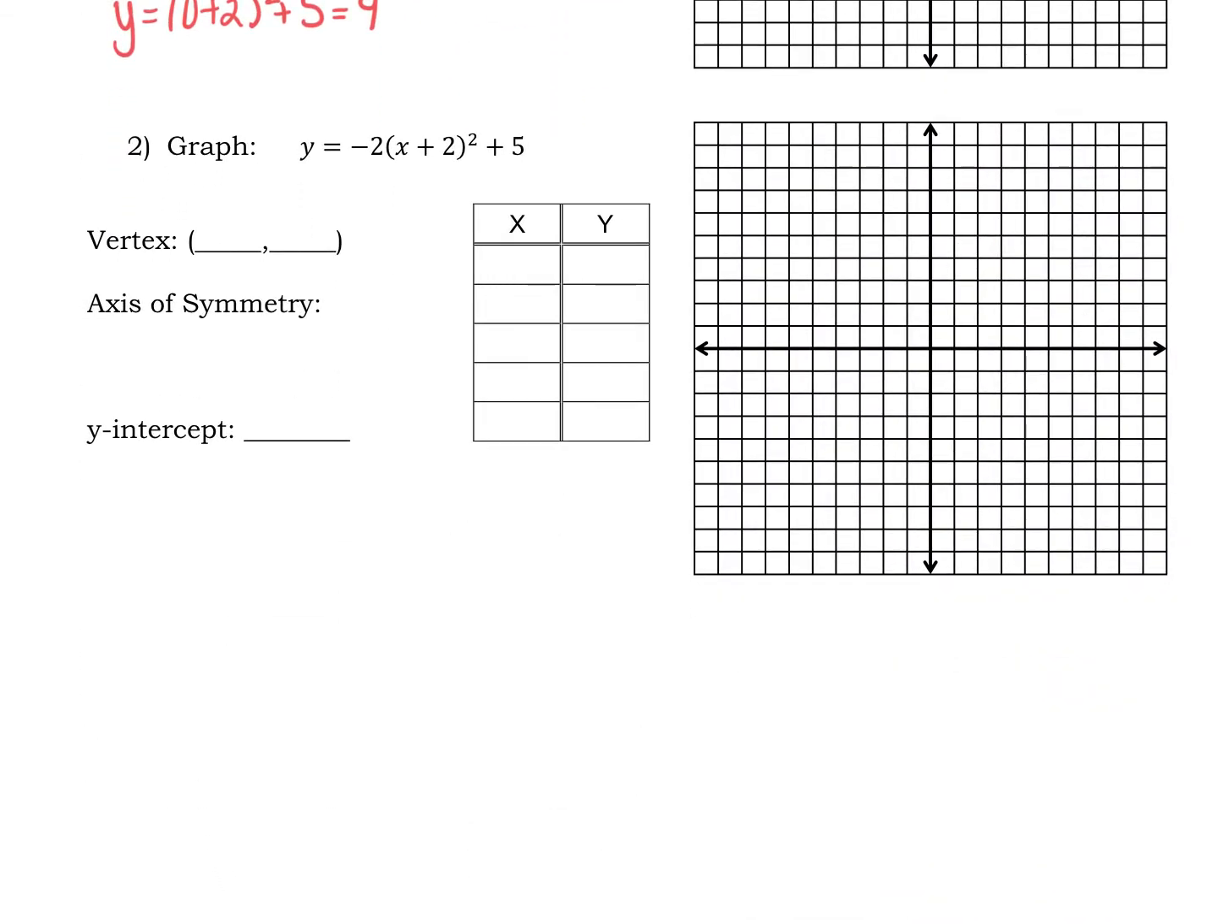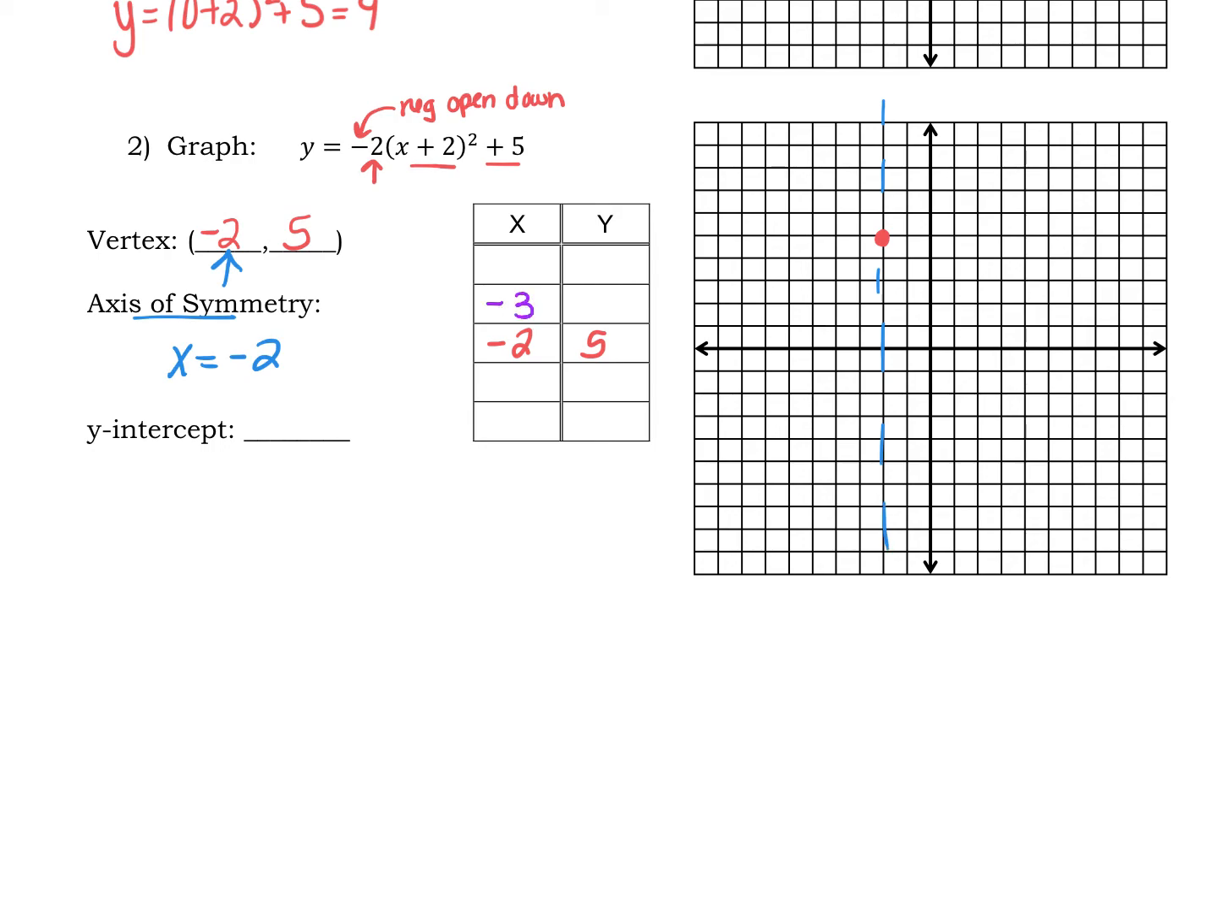All right, let's do the same thing for number 2. So again, opposite, same. So my vertex is at (-2, 5). But now I have this number in front. So now since my number in front is negative, this actually means my parabola is going to open down. So we'll see that here. So I'll put my vertex in the middle, plot my vertex. Again, my axis of symmetry is always the same as the x of my vertex. So it's going to be x equals -2. So it should be symmetrical about this line again.